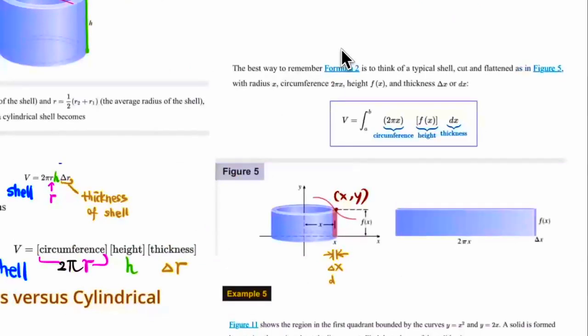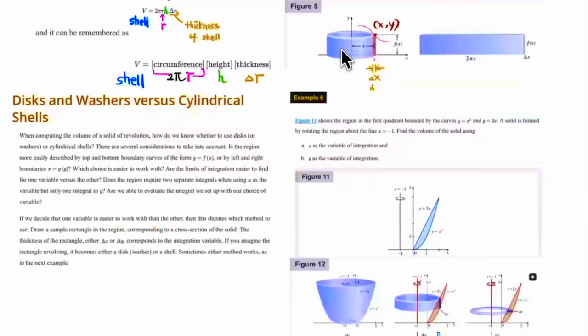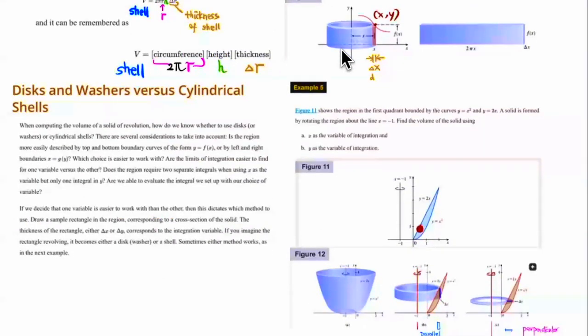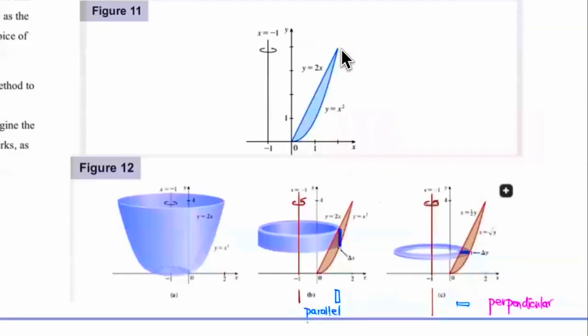Then when we try to find the volume, for example, by rotating this region about this vertical line over here, you can draw the solid like this. Then if you use the shell method, you will draw a nice segment that is parallel to the axis that you rotate about. So you're going to draw this. Here is the picture right here.